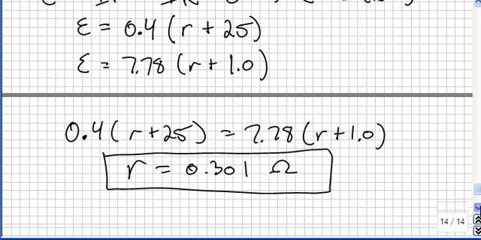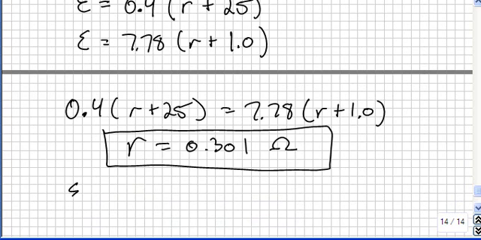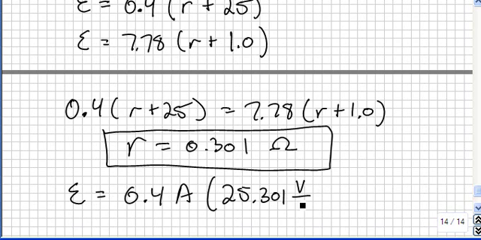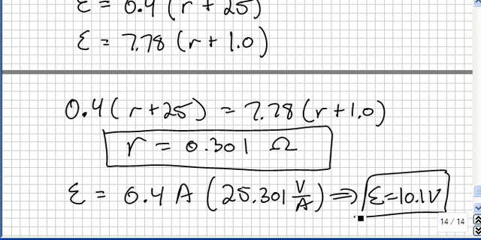Then once I've solved for one of the unknowns, I can solve for the other. In particular, I know that the EMF is equal to 0.4 amps times 25.301 ohms, which is volts per amp. And this is just little r plus 25. This implies that the EMF is actually 10.1 volts. And we've solved for both quantities we want.